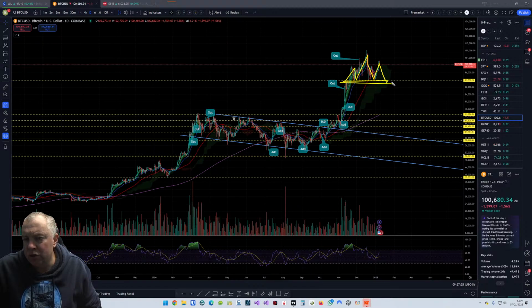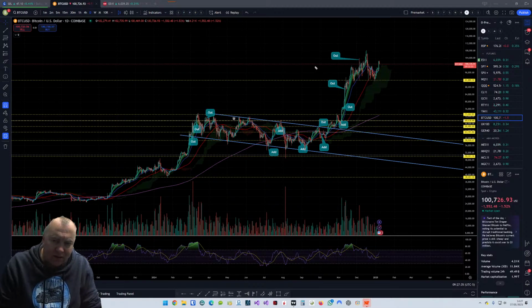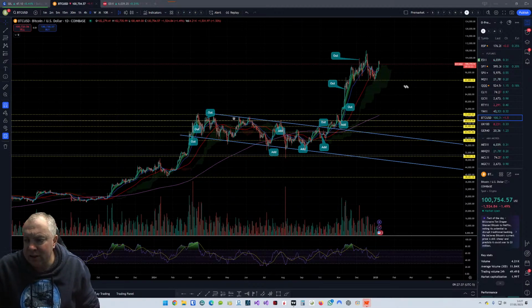So that's the pattern I'm watching for at the moment. Maybe we can look for a break and retest short. Hence why I was thinking about looking at Bitcoin futures. Maybe that could be a play. I might look into that today. And that's it really. Let's quickly look at the order flow.